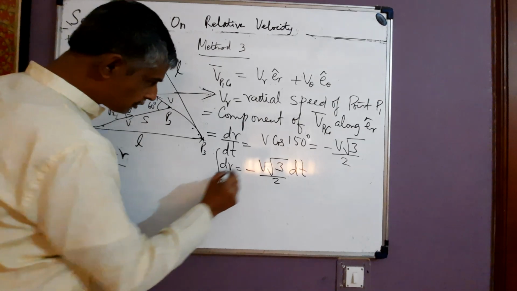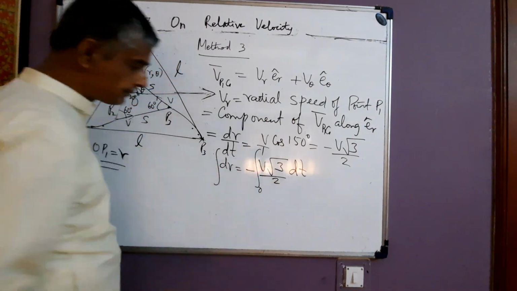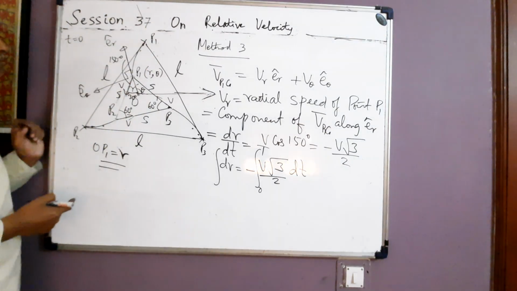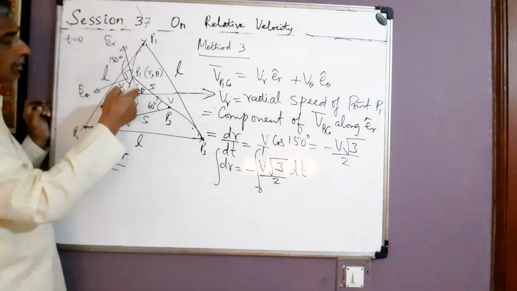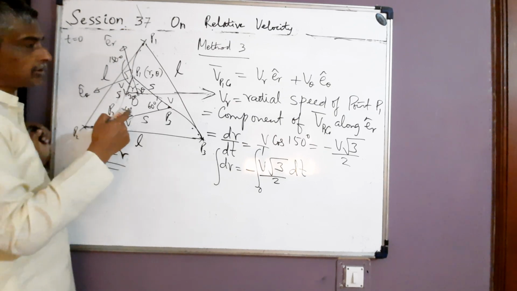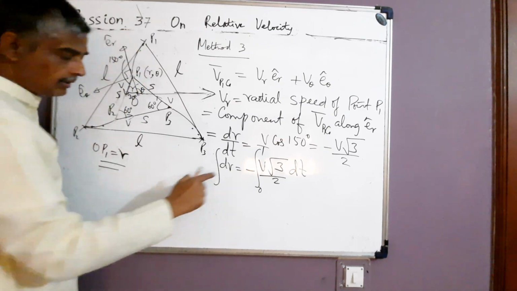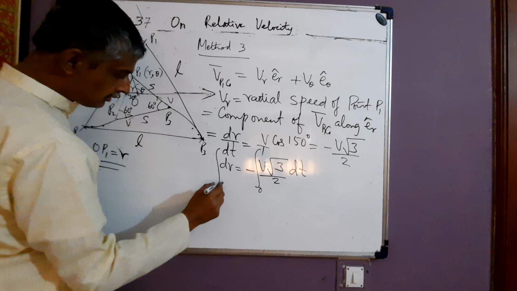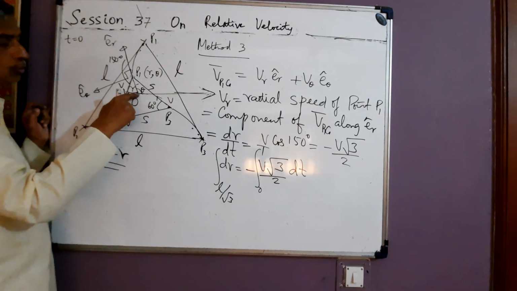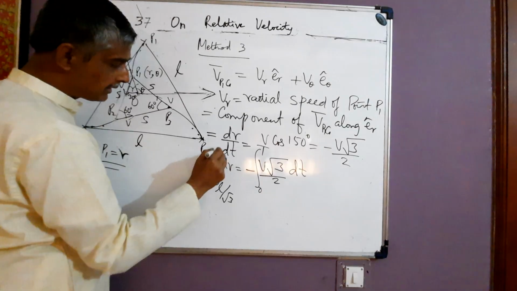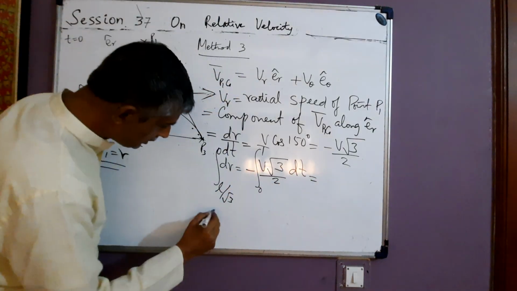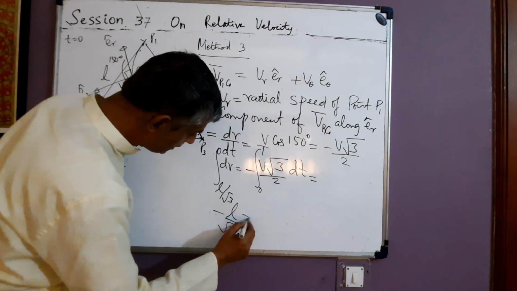Now we integrate this equation on both sides, from 0 to capital T. At time 0, the points were here, and the initial value of R will be OP1. From the geometry, you know that OP1 is L by root 3. So the lower limit of R will be L by root 3. When the 3 points finally come to O, R will become 0. So the upper limit of R will be 0. On integrating and inserting limits, we get minus L by root 3.